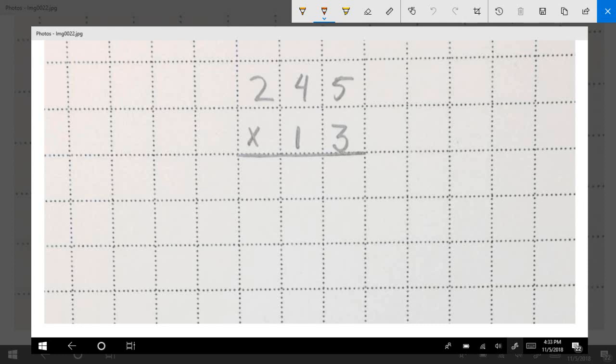If you think you already know how to do this, you might want to pause the video right now and try first. Okay, so pause it, go ahead.